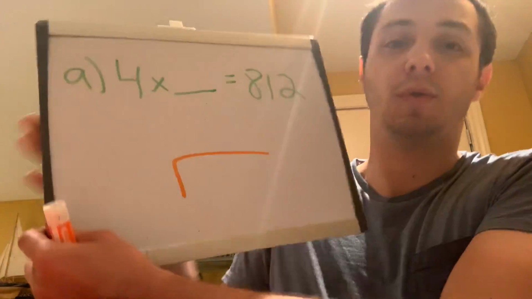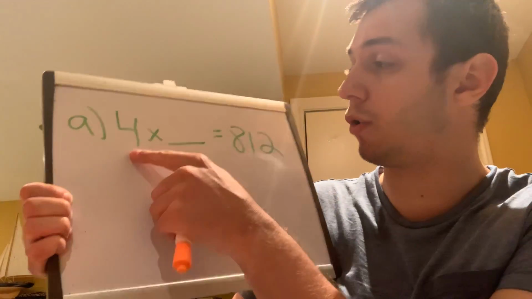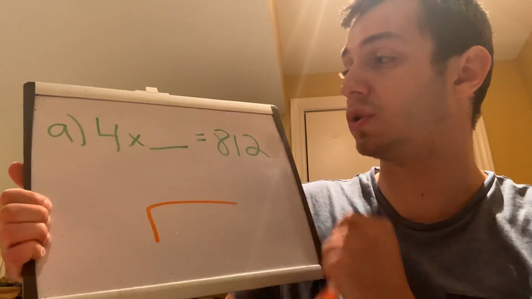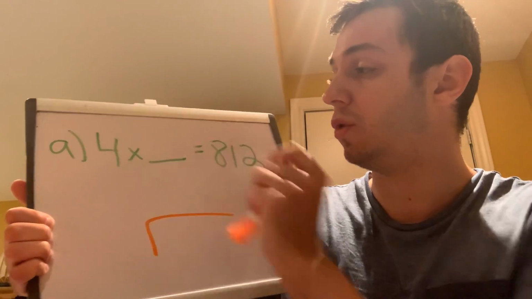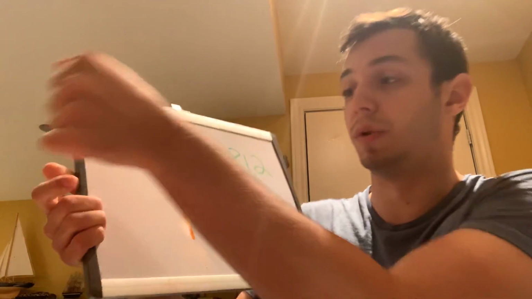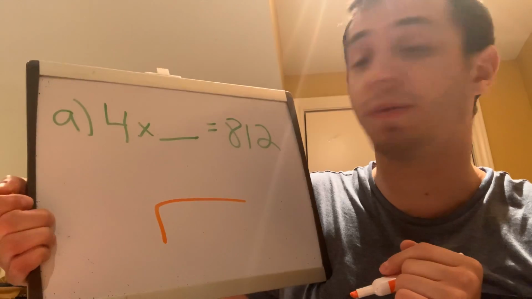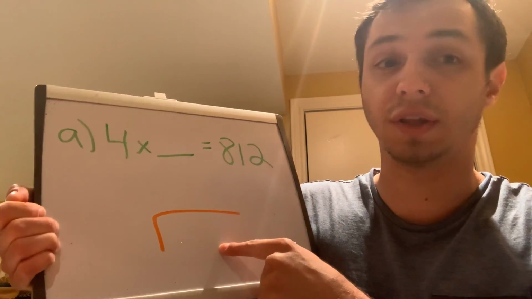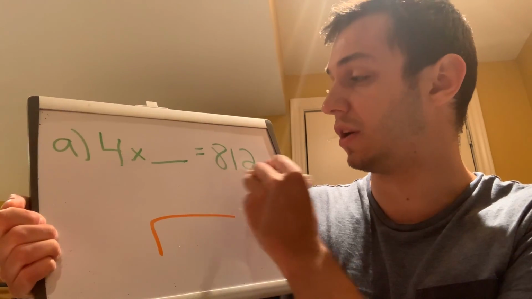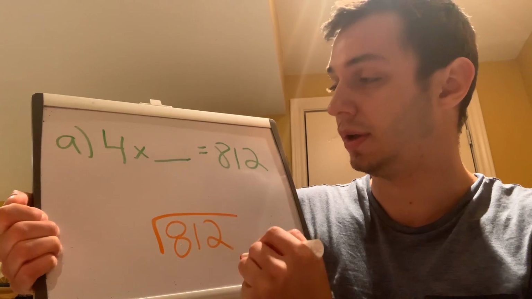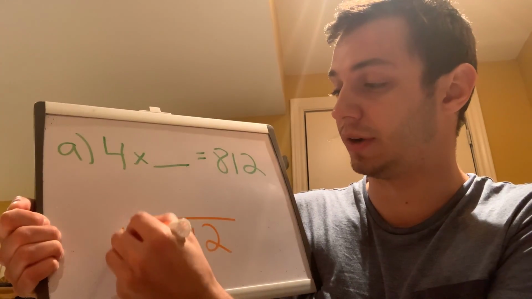So let's do part A as an example. We have the multiplication problem: 4 multiplied by a number gives us 812. So in order to find this missing number, what we first have to do is change this multiplication problem into a division problem. Right, so we remember that the number that comes after the equal sign is always going to go underneath our division problem. So this 812 will go inside of our division sign. Then this 4 will go in front.